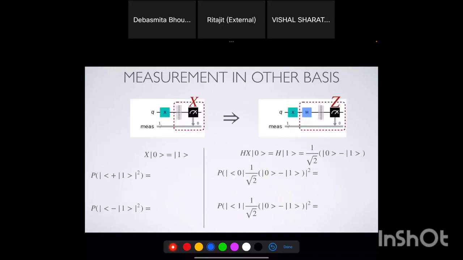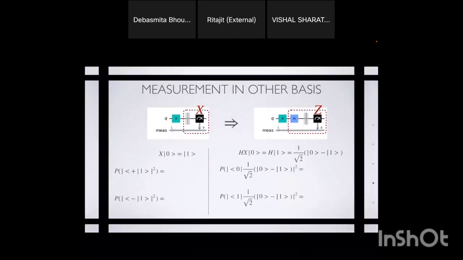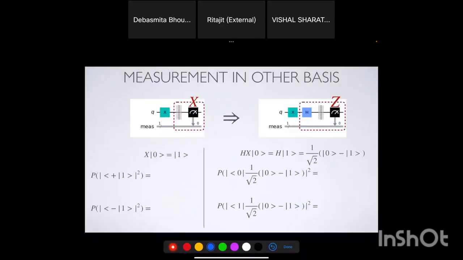So the point here is that Qiskit or any other quantum computer, Qiskit is not a quantum computer, it's a programming language, but any quantum computer today does not allow measurement in any basis other than Z basis. So how can you deal with that? So suppose you have this quantum circuit here, X gate acting on 0. Remember that everything starts from 0. X gate acting on 0 gives 1.